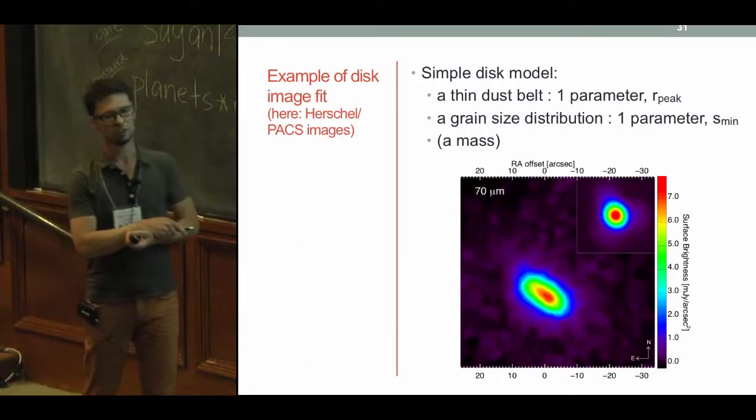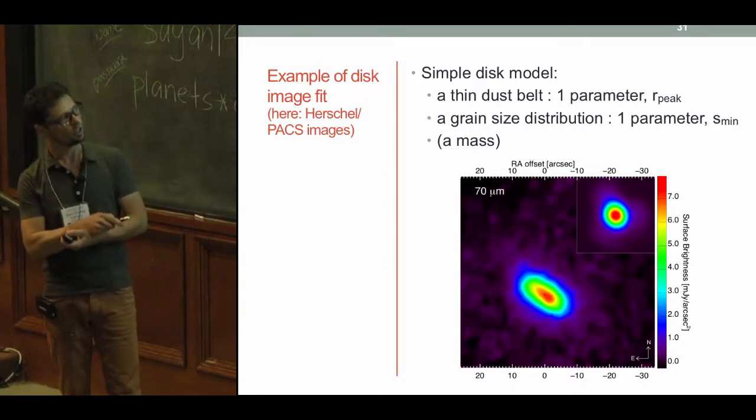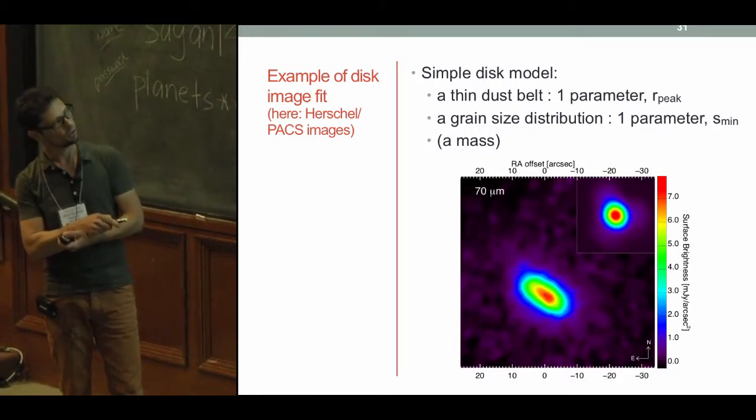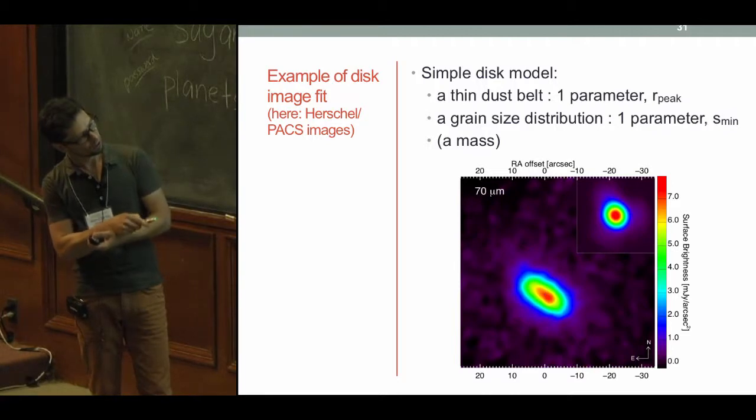Fortunately, for this particular disk, you have images. And this is a Herschel image. You see the disk, which has an elongated structure here. And this is the PSF for comparison.